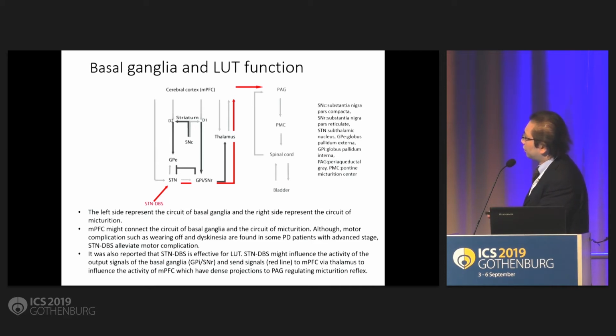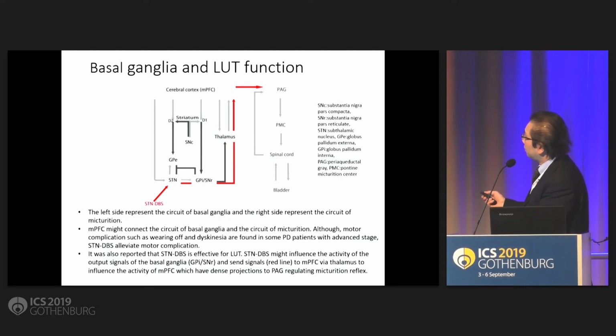Motor complications such as wearing off and dyskinesia are found in some PD patients at an advanced stage, almost 10 years after the diagnosis. STN-DBS, which is high frequency stimulation of the subthalamic nucleus, alleviates motor complications. It has also been reported that STN-DBS is effective for lower urinary tract symptoms. STN-DBS might influence the output signal of basal ganglia and send signals to thalamus and medial PFC.